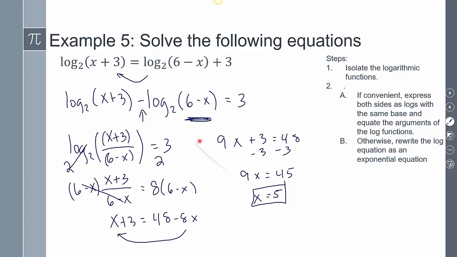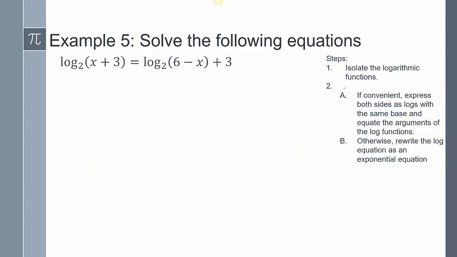If I plug 5 back in, I get log base 2 of 8. And then this will become 1, so log base 2 of 1. They're both positive inside there, so that's going to be a working solution. Now for this next one, it is a little bit more complicated, and the reason why it's a little bit more complicated is look at my bases. Log base 4 and log base 2. Yikes.